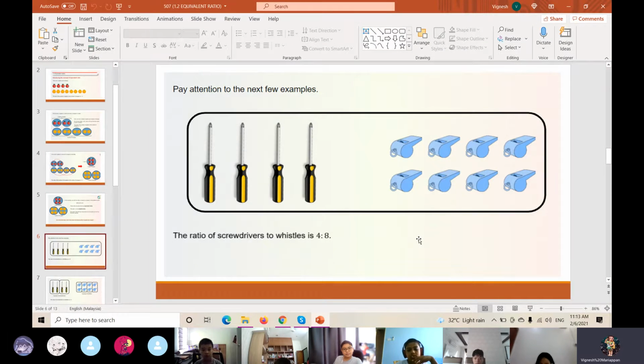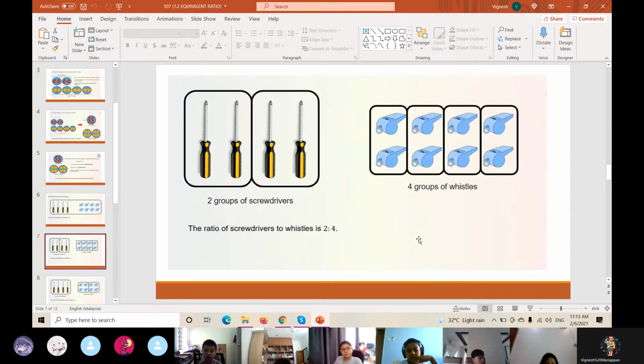Okay, so this one is the ratio of screwdrivers to the whistles. So we have 4. If we count the quantity of the screwdrivers, yes, we have 4. If we count the quantities of the whistles, yes, we have 8. So this is one way of writing the ratio, 4 to 8. Okay, this one is one more example.